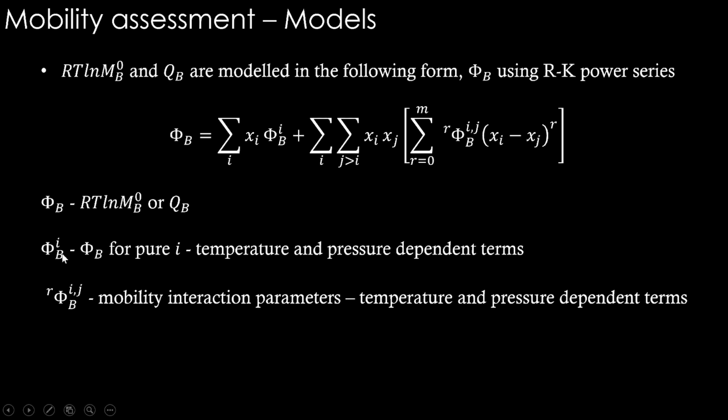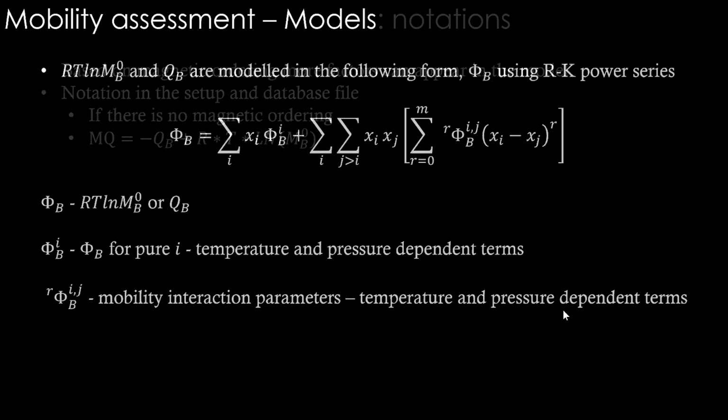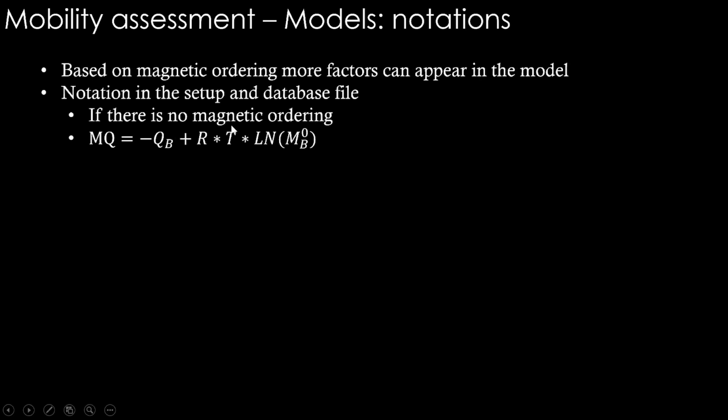Okay, then phi b I, this term is the reference term, which is the pure I's phi b value, and this can be a temperature and pressure dependent term like the SGTE data for thermodynamics. And then phi b ij, the mobility interaction parameters, can also be modeled as temperature dependent expressions. Or if the pressure dependency is there, that can also be modeled. Based on magnetic ordering, more factors can appear in the model, but the notations are like this.